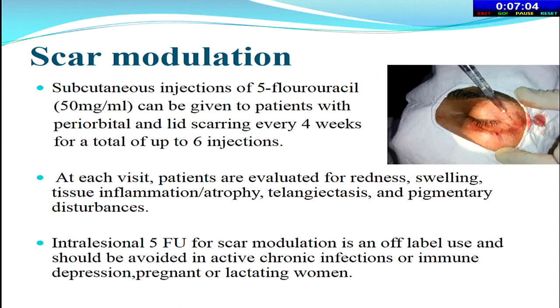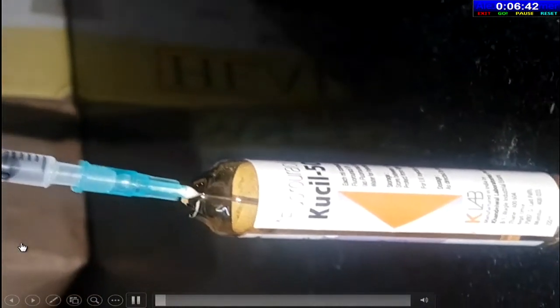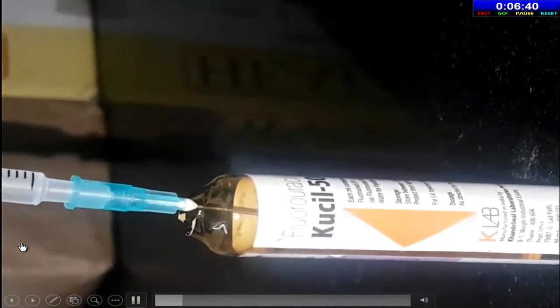Subcutaneous injections of 5FU, 50 mg per ml, can be given to patients with periorbital and lid scarring every 4 weeks for a total of up to 6 injections. At each visit, patients are evaluated for redness, swelling, tissue inflammation, telangiectasis, and pigmentary disturbances. Intralesional 5FU for scar modulation is an off-label use and should be avoided in active chronic infections or immune depression or pregnant lactating women. This is a small video of it. It's a very cheap drug available.